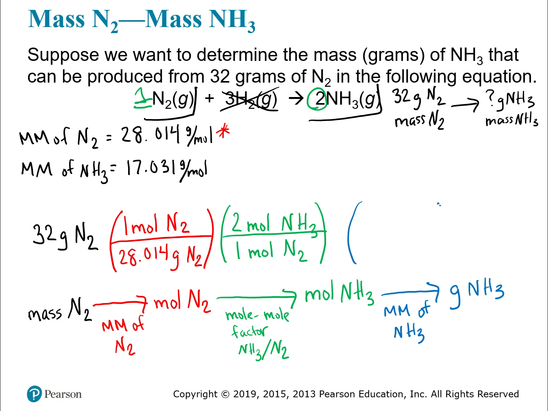The final part is taking the number of moles of ammonia and converting to mass. We've got our molar mass here. Again, make sure they're labeled so you know which is which. And this time we're going to put grams in the top, because we want grams at the end, and we need to get rid of the moles of ammonia gas.